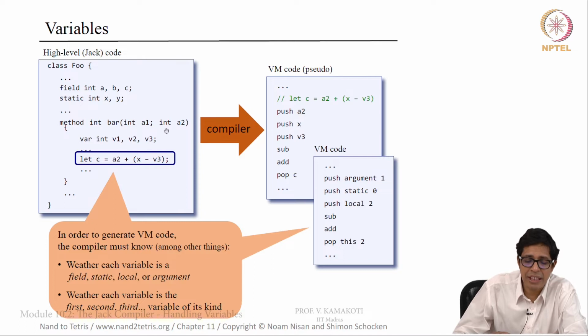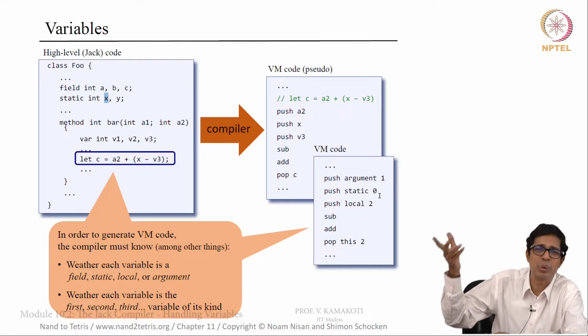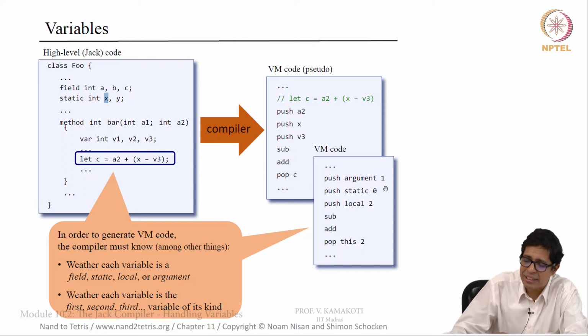In the argument section, location 0 is A1, location 1 is A2, right. So push A2 is equivalent to push argument 1. Push x is equivalent to push static 0. Without loss of generality, we assume that x is stored at 0, push static 0. X can be stored anywhere, and that index will be known.